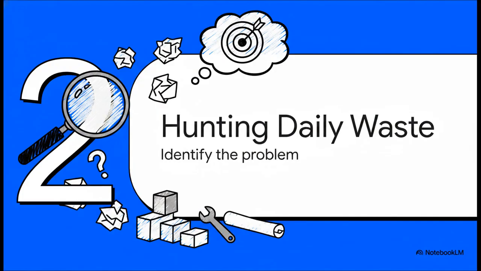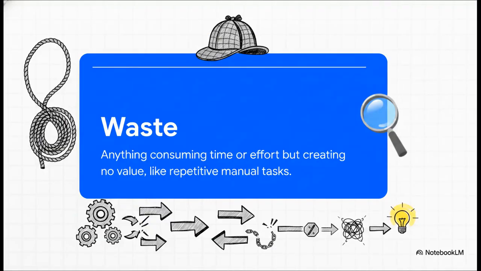Let's move to Section 2, Hunting for Daily Waste, and see how this builds. To build something genuinely useful, you first need to pinpoint the right problem to solve. So put on your detective hat for a second. You are hunting for waste in your daily administrative processes. And when I say waste, I mean anything that consumes your time, your effort, or your resources, but does not create any real value for the end user.